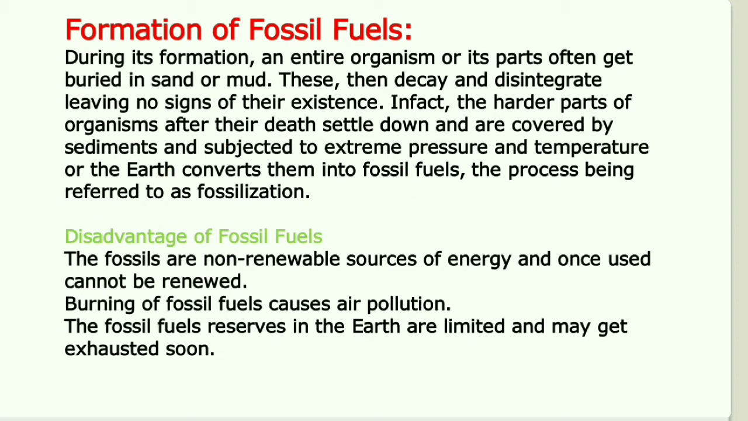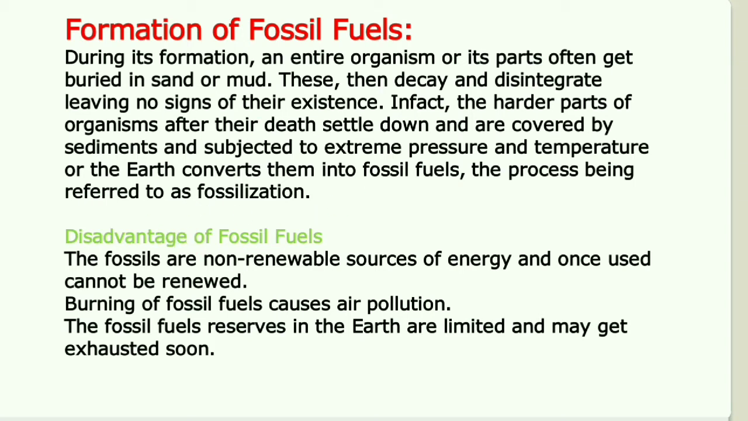I repeat, during its formation, an entire organism or part gets buried, then it decays and disintegrates. Harder parts of the organism settle down, get covered by sediments, and are subjected to extreme pressure and temperature. The earth converts them into fossil fuels, and this process is termed as fossilization.